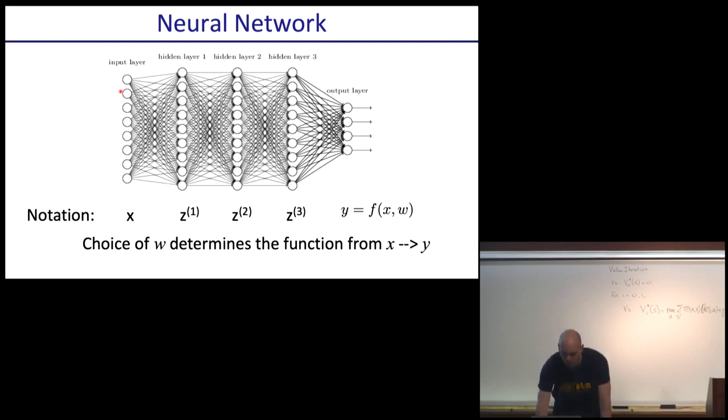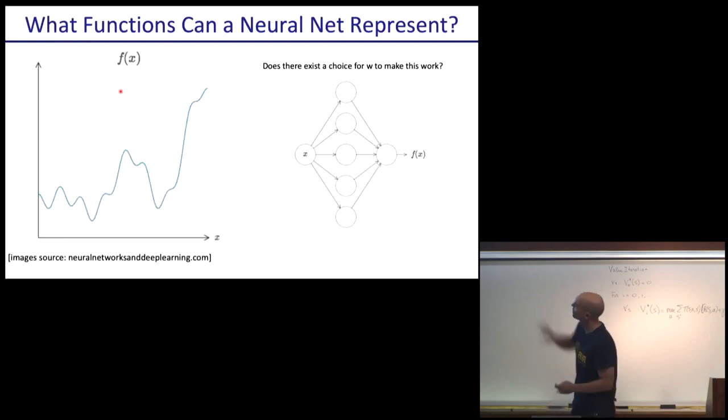So you can ask yourself the question. Imagine this is our value function. It's a function of x. Can we represent it with the neural net shown on the right? Who thinks we can represent it with the neural net shown on the right? Raise your hand. Who thinks we cannot? You're torn. OK.